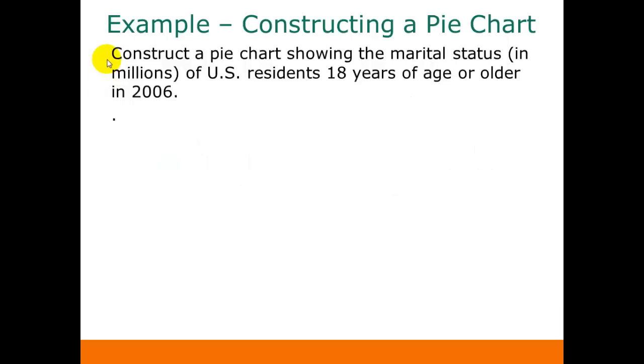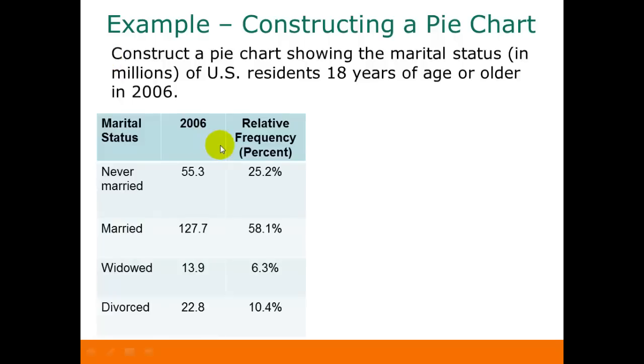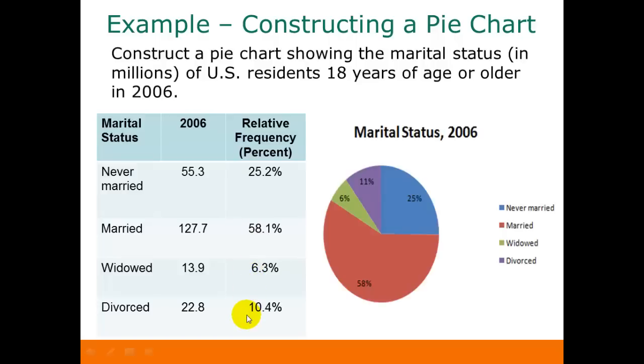Here's an example of constructing a pie chart. We're going back to our data about marital status for U.S. residents. And for pie charts, we need relative frequencies, because we need to know the proportions to figure out how big to make our different slices. So we're just doing this for 2006, so here are the relative frequencies for 2006. And then our pie chart gives the percentages for each category.